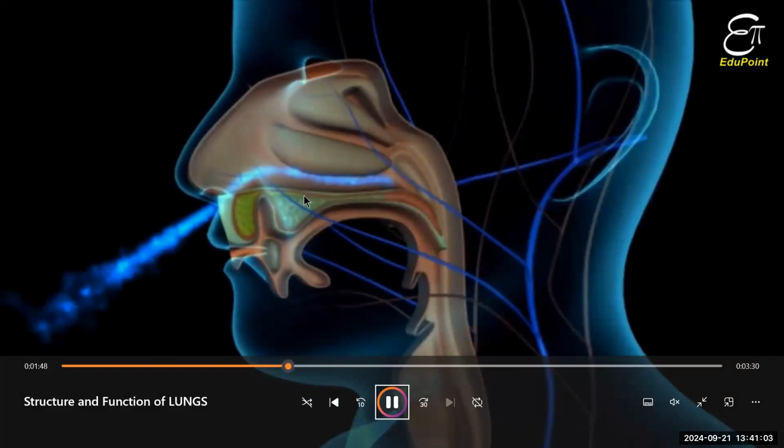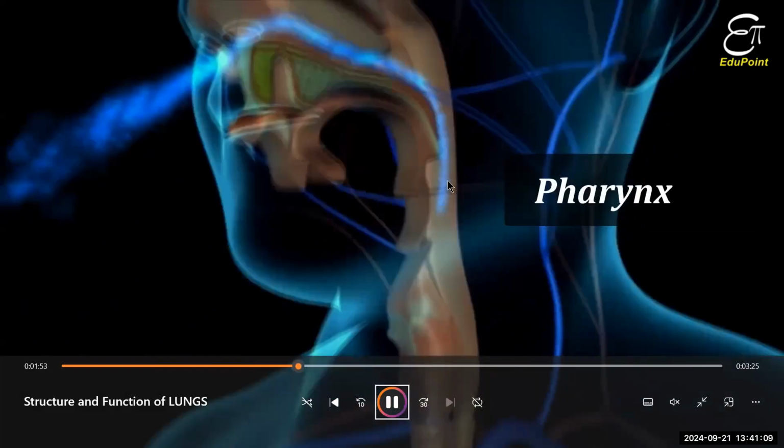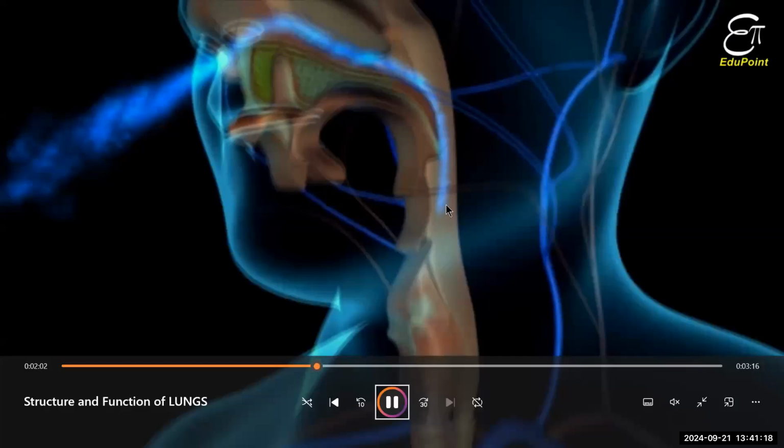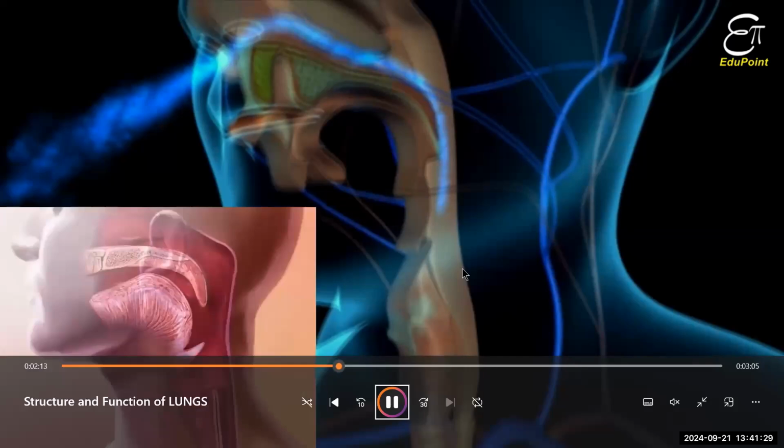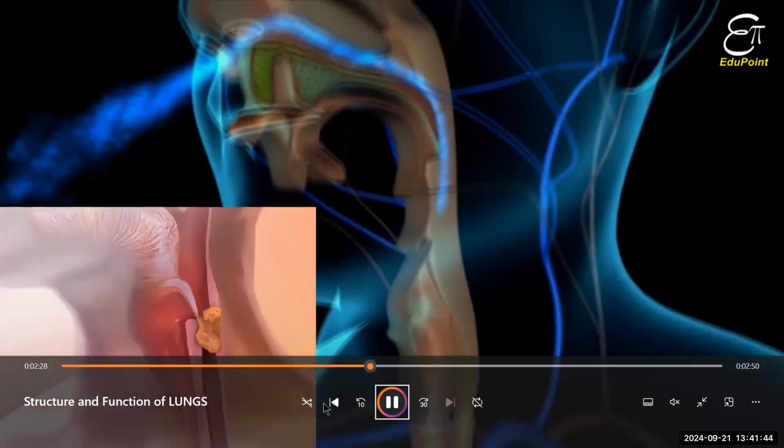The nasal cavity is important to take the air in, and then the air passes to the pharynx. The pharynx is a common passage for the nose and mouth. Then from the pharynx, the air enters the trachea. We learned previously about the epiglottis. It prevents entry of food into the trachea. During eating, the epiglottis closes, and food is not going to the trachea.